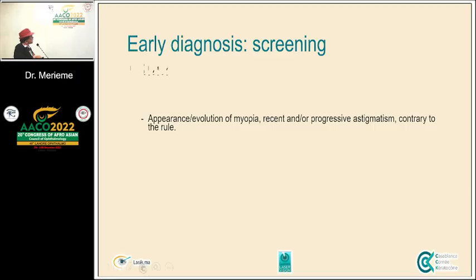So we can do early diagnosis with screening. How? We can do the early diagnosis by corneal topography, and for who? It's for the population at risk, as we showed now, and when we have appearance and evolution of recent and/or progressive myopia or astigmatism, especially if we have against-the-rule astigmatism.